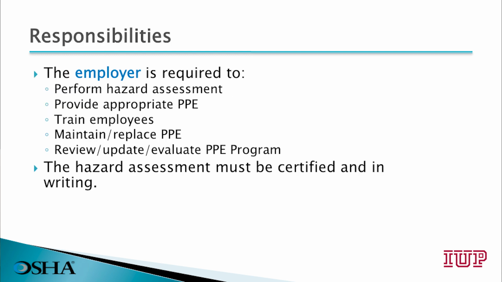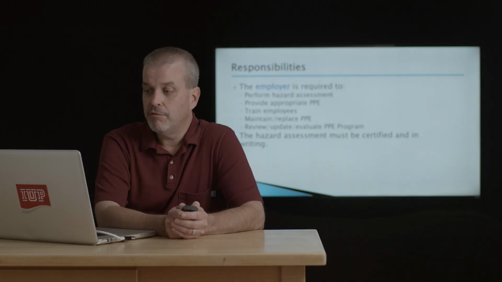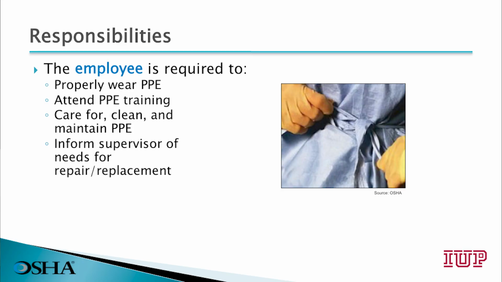The employer is required to perform a hazard assessment, provide appropriate PPE to its workers, train employees, maintain and replace PPE when necessary, and review and update and evaluate the written PPE program. For general industry, this hazard assessment must be certified and in writing. The employee is required to properly wear PPE, attend any available PPE training, care for, clean, and maintain PPE, and inform the supervisor of needs for any repair or any replacement.